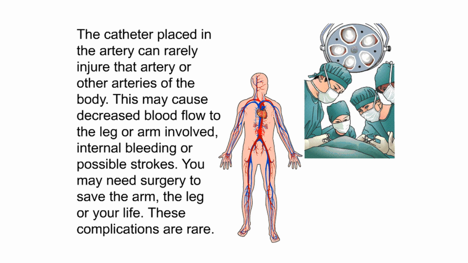The catheter placed in the artery can rarely injure that artery or other arteries of the body. This may cause decreased blood flow to the leg or arm involved, internal bleeding, or possible strokes. You may need surgery to save the arm, the leg, or your life. These complications are rare.